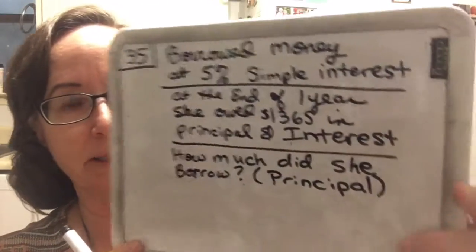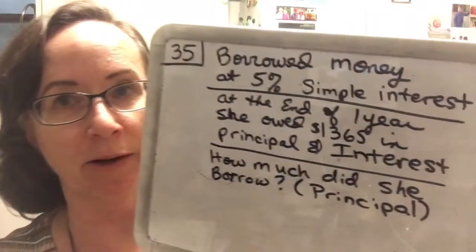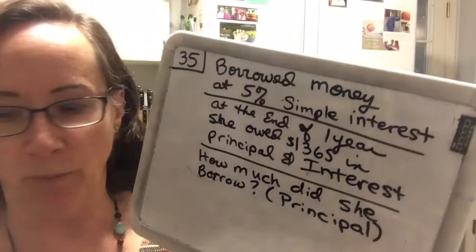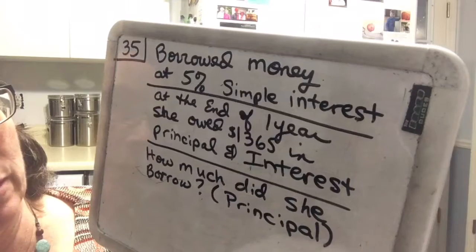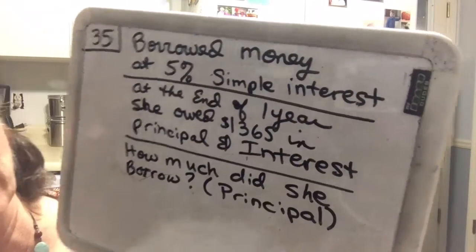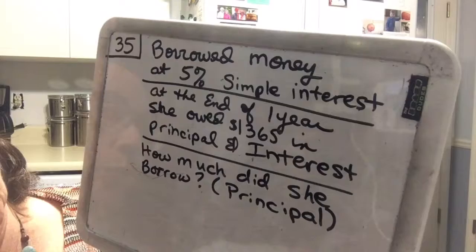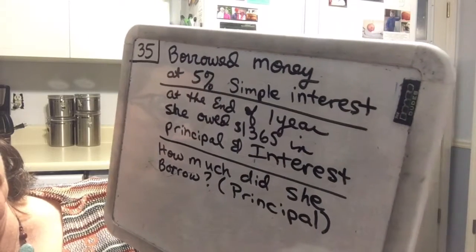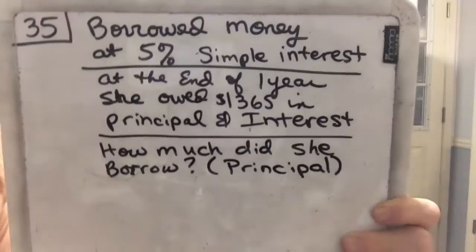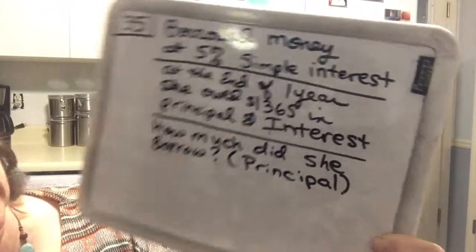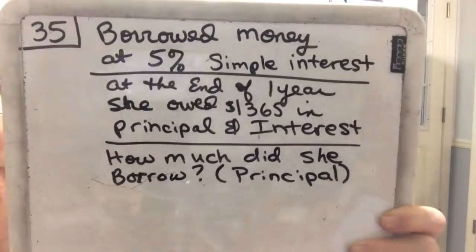All right, so now we are back with some more of 1.5. And we're going to start talking about some of the word problems that are in there. And you know how much I love word problems. I know y'all love word problems too. We're going to talk about one with borrowed money, and the money was borrowed at 5% simple interest, and at the end of 1 year, the student owed $1,365 in principal plus interest, and we're to find out how much did she borrow.